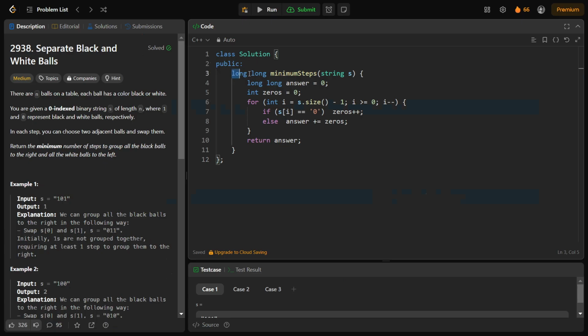Since what we have to return is a long, I'll take answer as a long, 0, and I would keep track of count. Whenever I traverse the string from right hand side to left hand side, if I see a 0, that means I've seen one 0, so I'll increase the count of zeros. Whenever I see a 1, that means the else case. I know this is a binary string, so if it is not 0, then it must be 1. So I would have to swap as many times as the number of zeros to the right of this 1. So answer plus equals count, and in the end you return the answer.